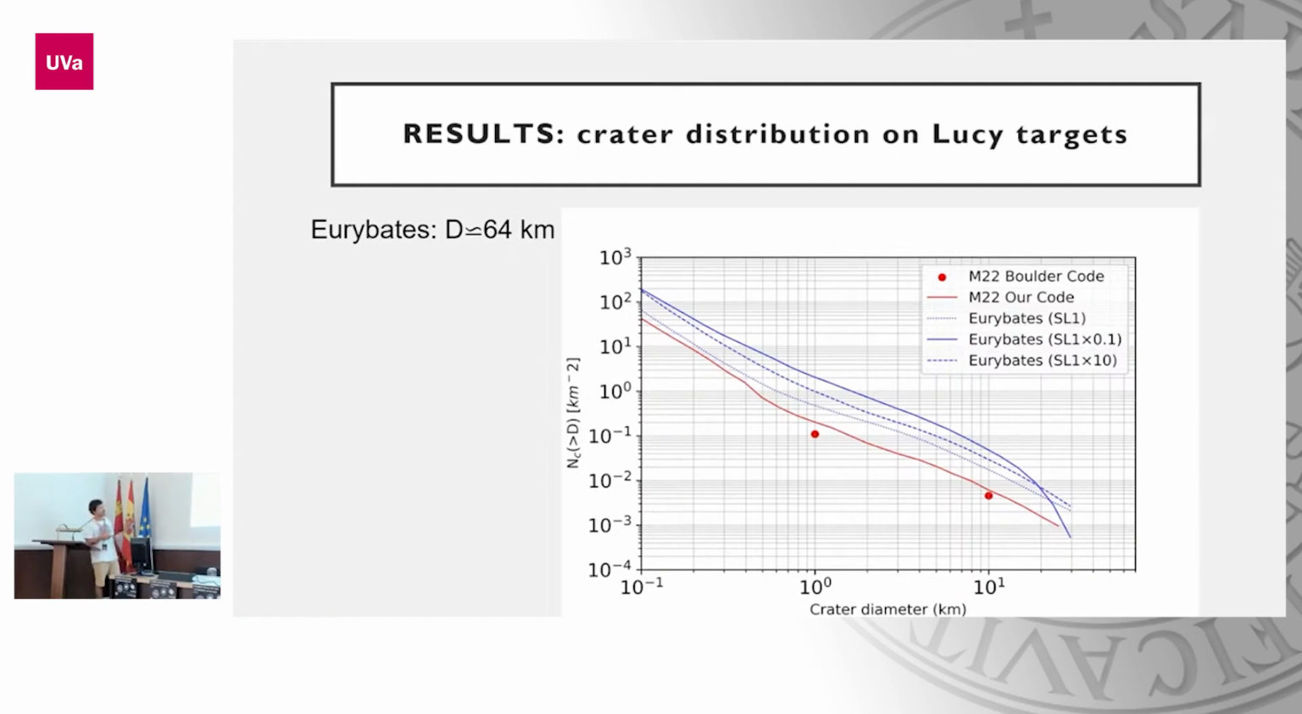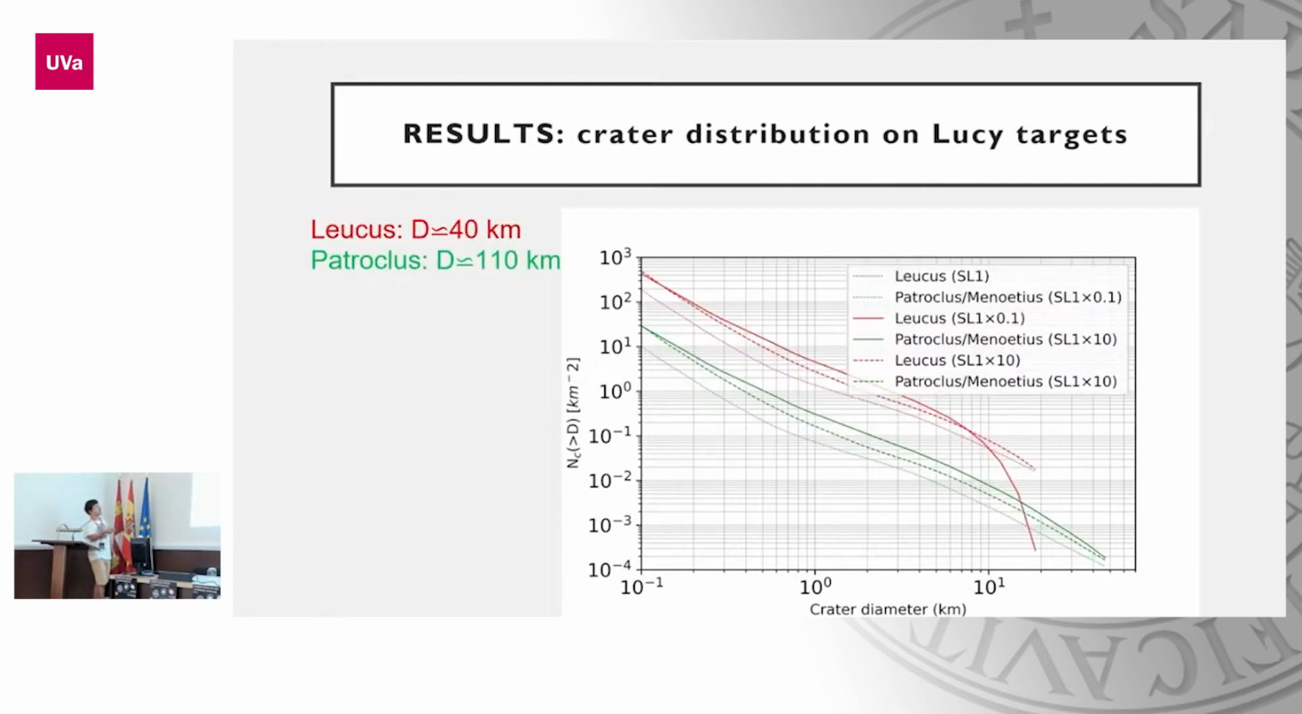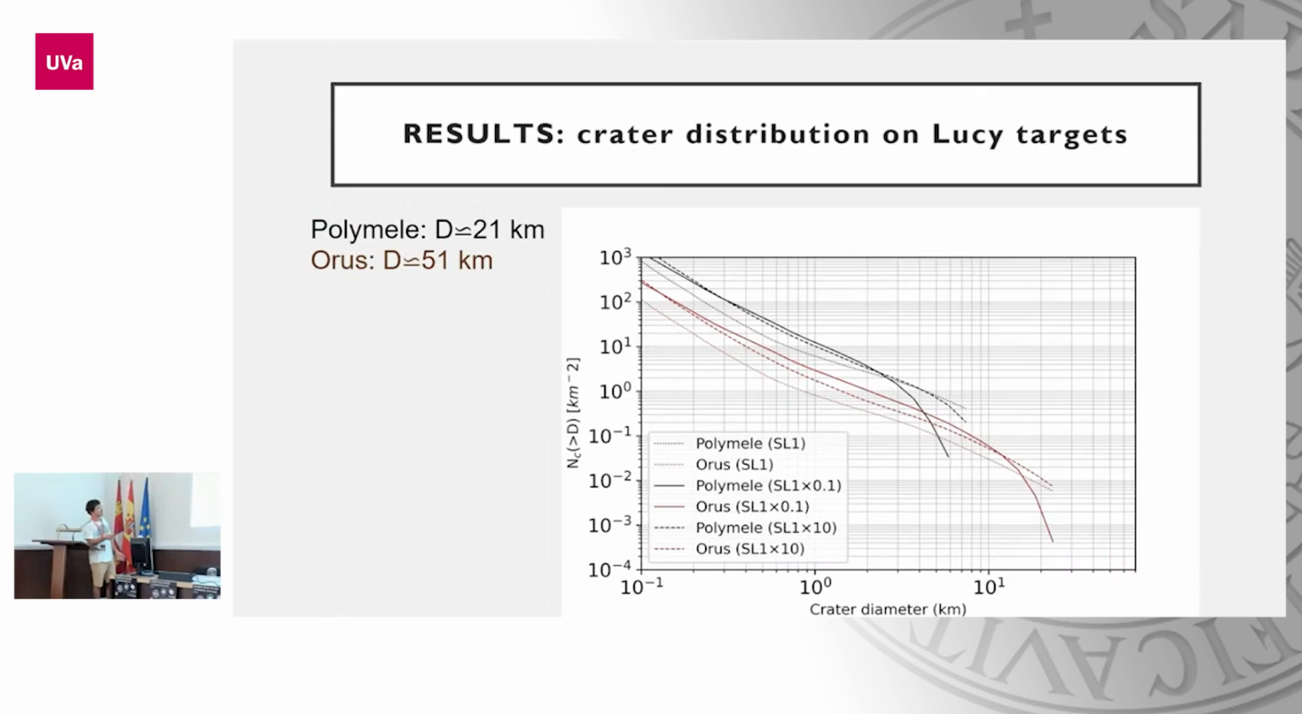But when we actually use our own scenario, we got these blue lines, which are always above the other results. As you can see, a weaker scaling law, which is the solid line, means the weaker the scaling law, the more craters are created on the surface of this body. We actually did the same for other Lucy targets, such as Lucas and Patroclus, and the same tendency happens. And then for Polymele and Horus, the same thing happens.